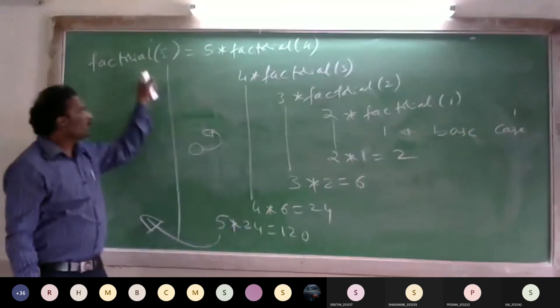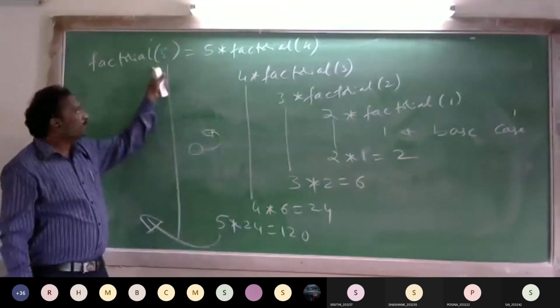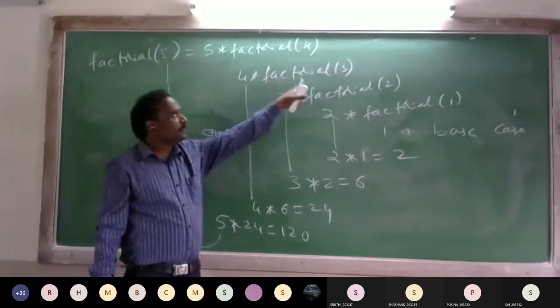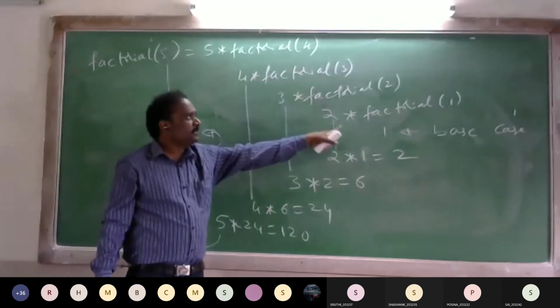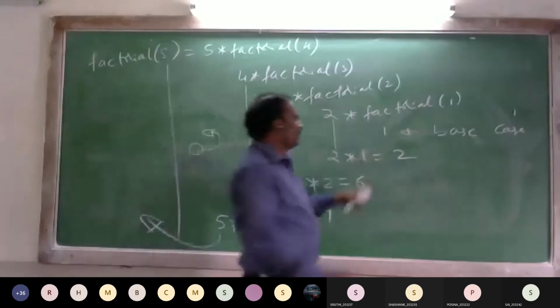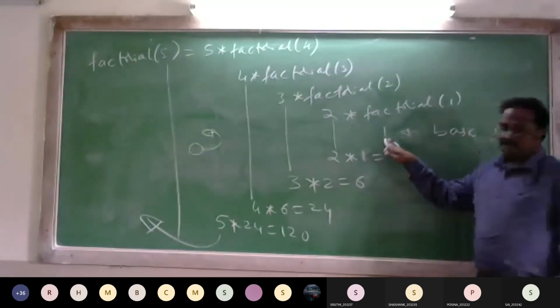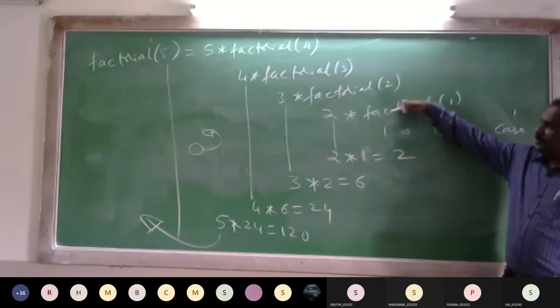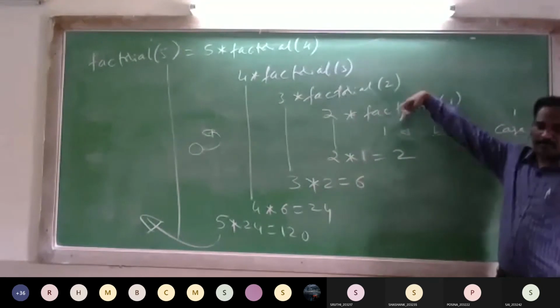See that 120 we have not calculated directly. 120 is dependent on factorial 5, which is dependent on factorial 4, 4 is dependent on 3, 3 is dependent on 2, 2 is dependent on 1. We know only what is 1 factorial. In mathematics we have learned that 1 factorial is 1. So we use this base case value to solve the next recursive value.